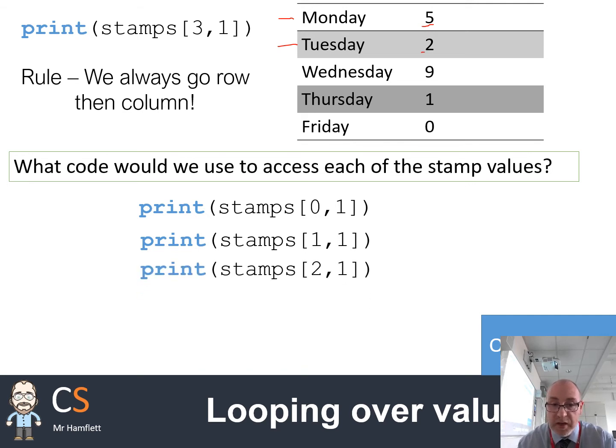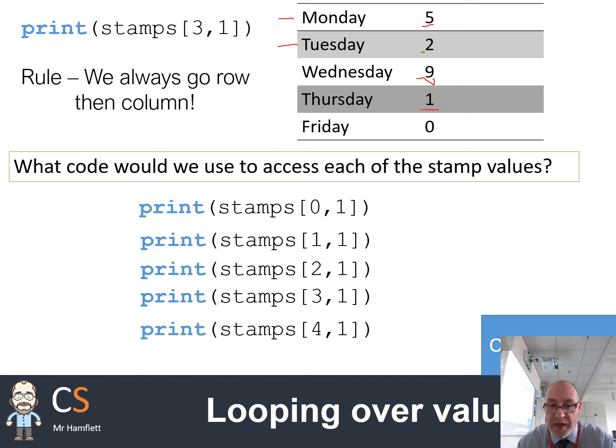The next one is row 2, column 1. Row 2, column 1 is the value of 9. Row 3, column 1 is a value of 1, and then row 4, column 1 is going to be 0.